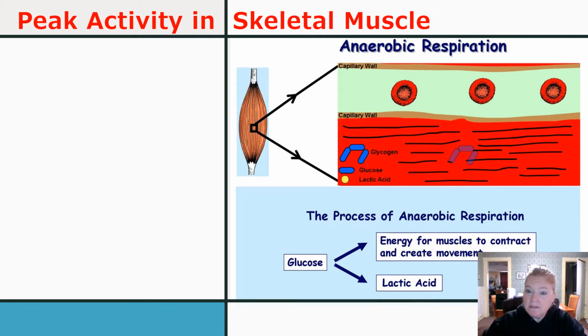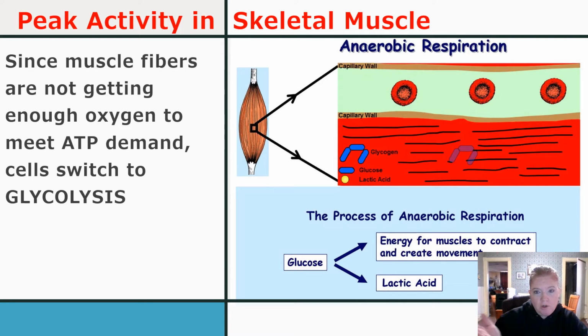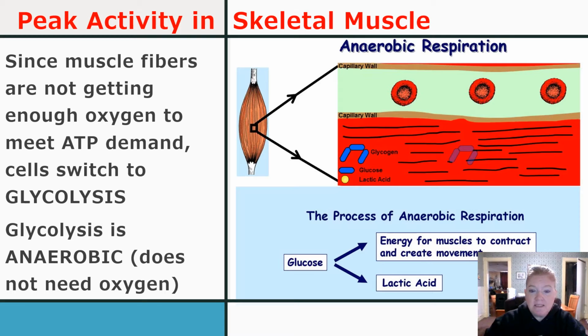So what happens is we switch to anaerobic respiration. Since the muscle fibers are not getting enough oxygen to meet the demand for ATP, the cells switch to an anaerobic process called glycolysis. And glycolysis is anaerobic, meaning it doesn't need oxygen. Now, it still produces ATP, just not as much.